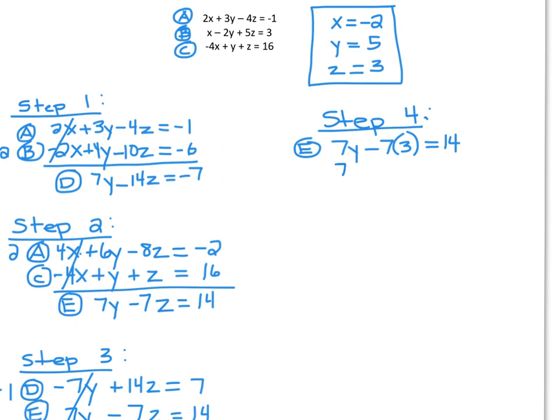So 7y minus 21 equals 14. All right, so in order to solve for y, we're going to add 21 to both sides of the equation. So that'll leave us with 7y equals 35. And then when we divide both sides of the equation by 7, it gives us y equals 5.